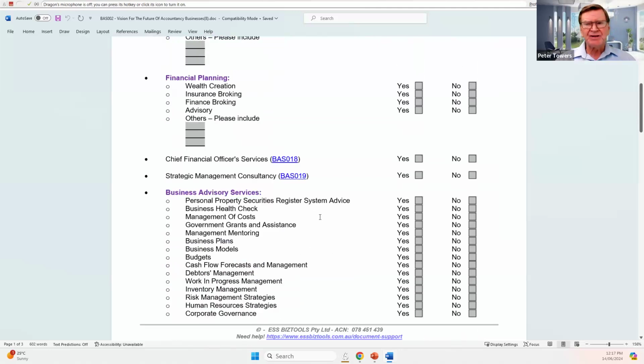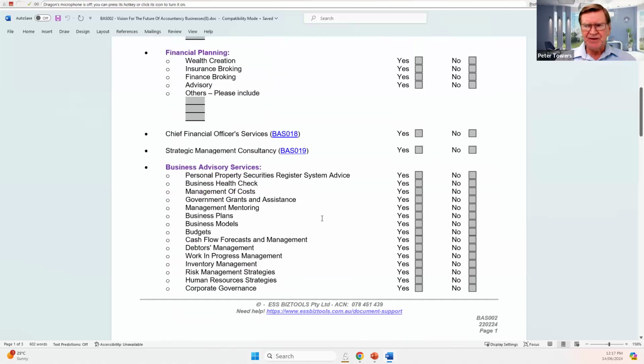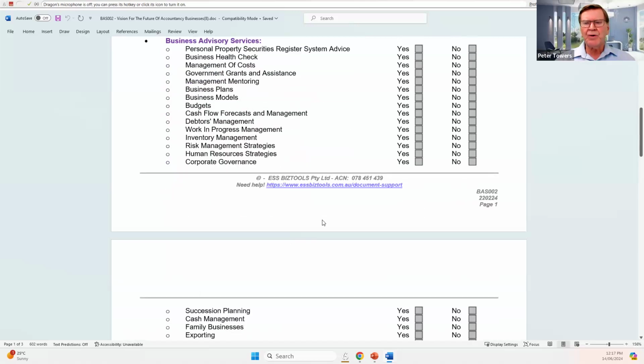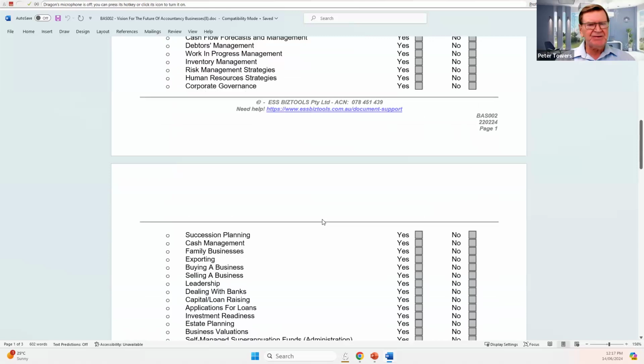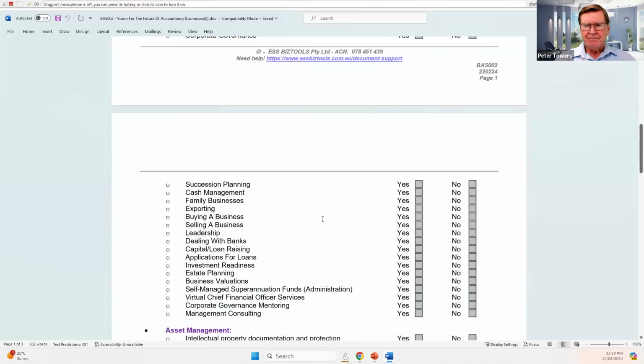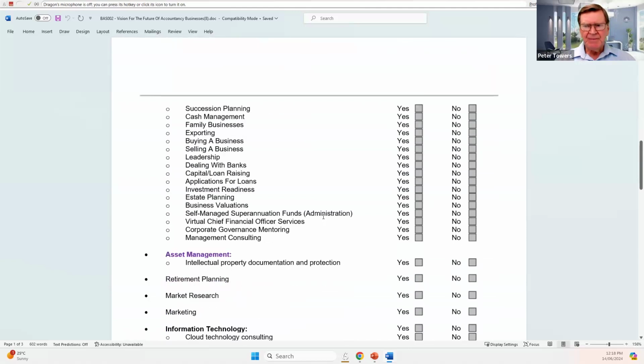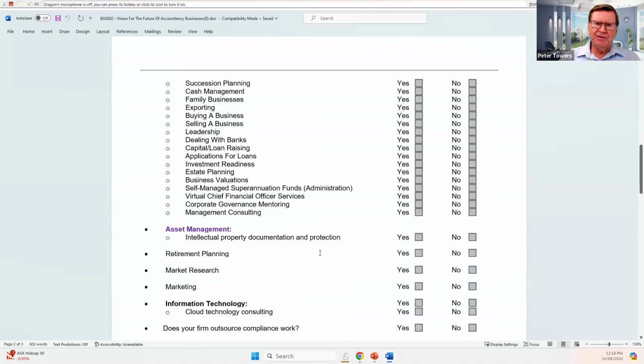And then we've listed a whole range of what we term to be business advisory services. Things like the personal property securities register, making sure your clients fully understand how that works, how it operates, business plans, budgets, cash flow forecasts, debtors management, work in progress management, risk management, corporate governance, a whole range of issues, succession planning, family businesses, exporting, asset management, retirement planning. What sort of services does your firm want to provide? Someone said to me recently, all of them. Well, that's great. Tick the lot. And then make sure you skill up your team and the partners so that you're able to deliver those services to your clients.